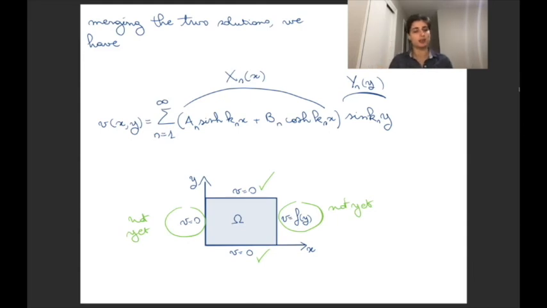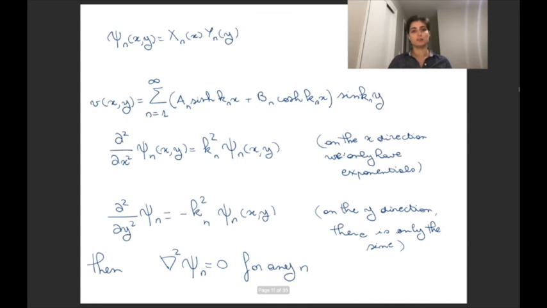But we still have a lot of freedom in here because Xn is defined with respect to an and bn that we haven't fixed yet. So in choosing the values an and bn, we'll choose them in such a way as to satisfy the two boundary conditions that we haven't satisfied yet. So this slide just does that. It defines psi n as the multiplication of Xn and Yn. And we check that psi n satisfies the Laplace equation.